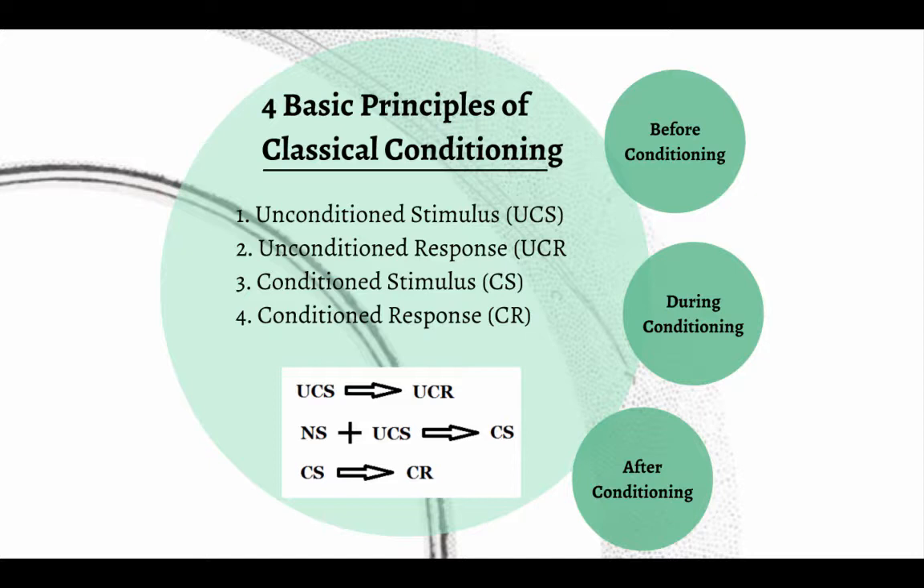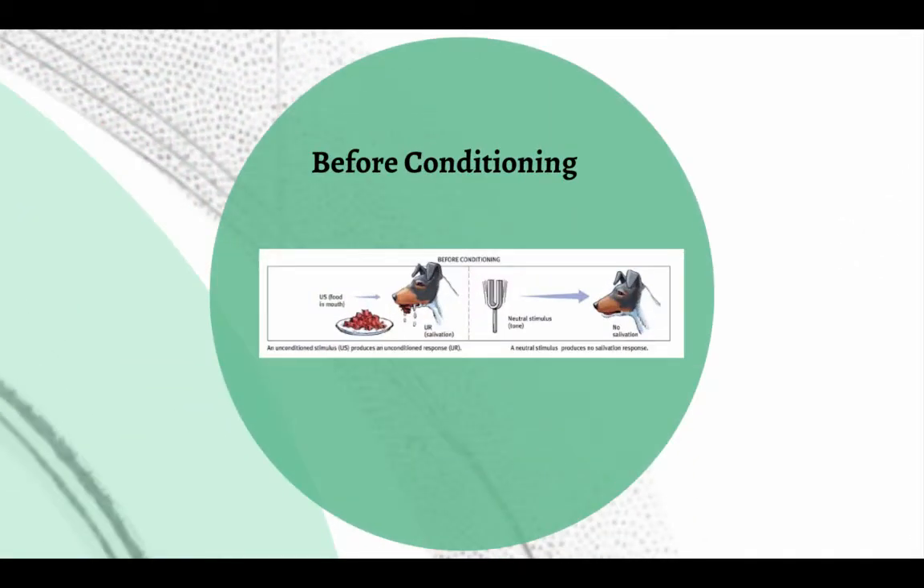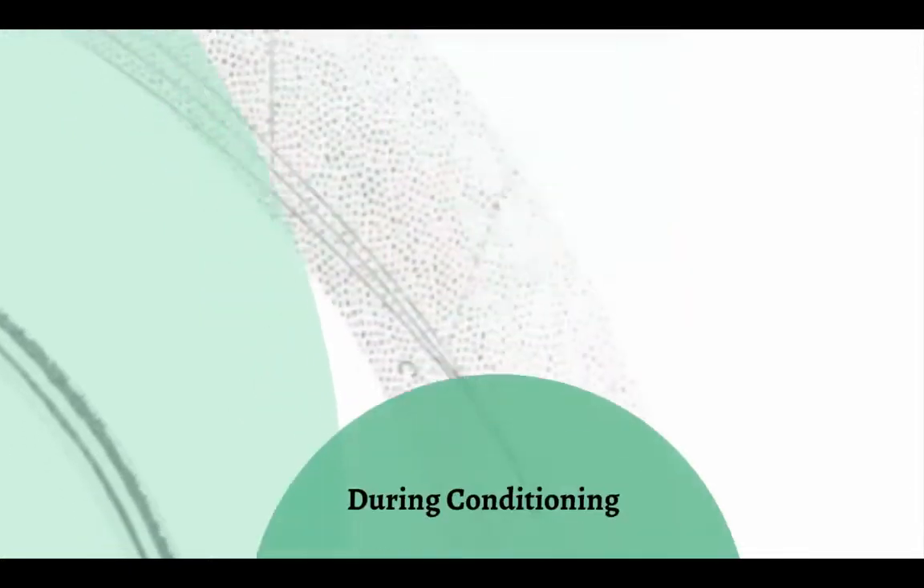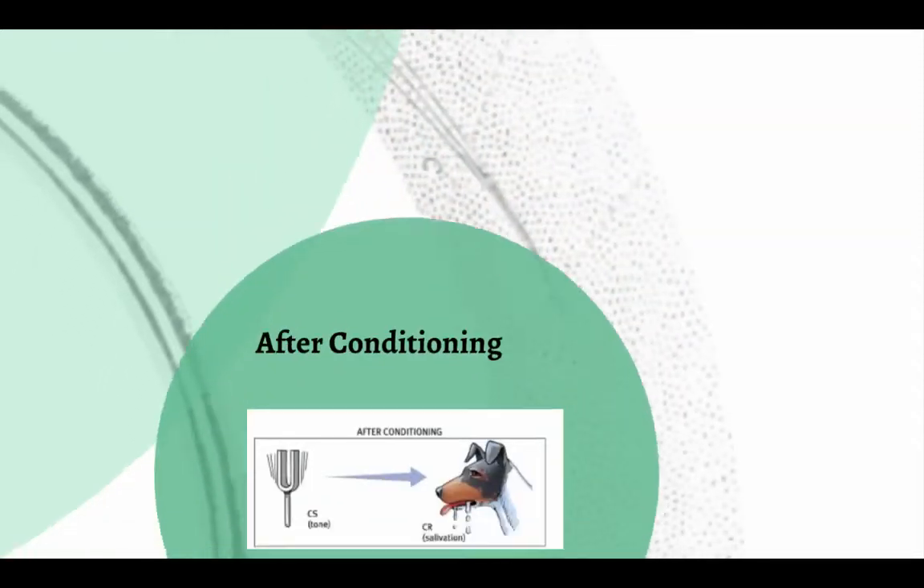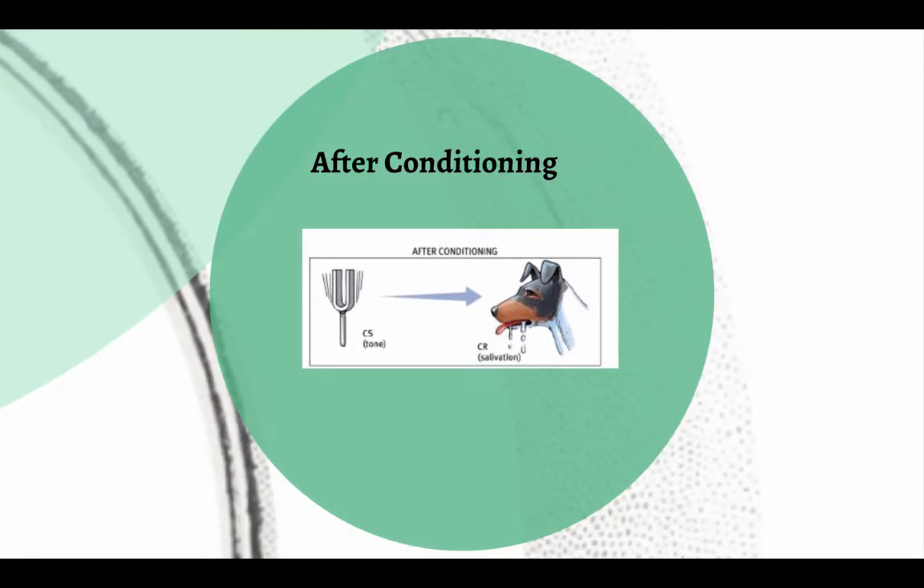The three stages of classical conditioning include before conditioning, during conditioning, and after conditioning. Let's discuss each of these in detail. In before conditioning, the unconditional stimulus generates an unconditional, unlearned, neutral response. During conditioning, a stimulus that produces no response or is neutral is paired with the unconditioned stimulus and becomes a conditioned stimulus. And after conditioning, the conditioned stimulus is associated with the unconditioned stimulus and generates a new conditioned response.